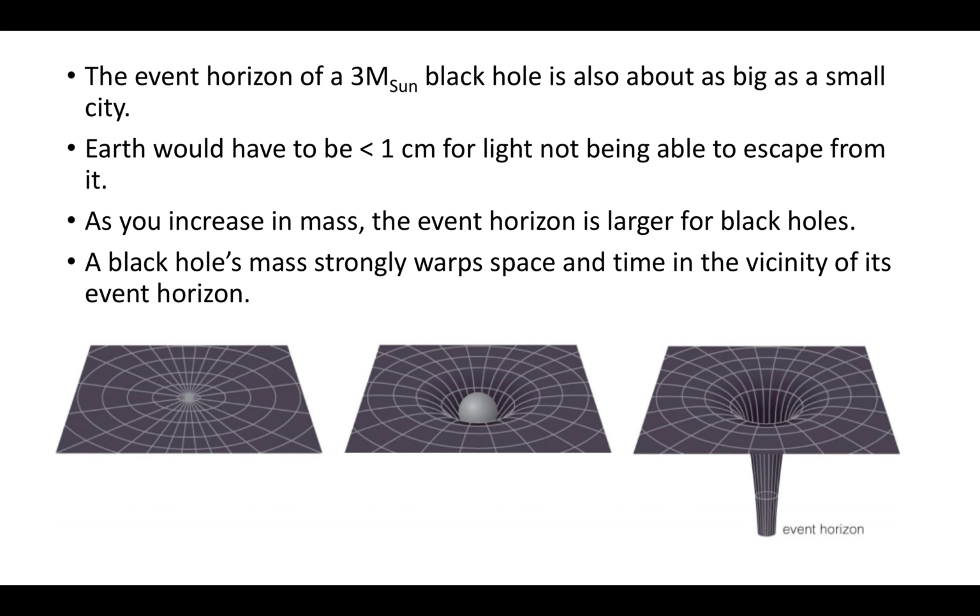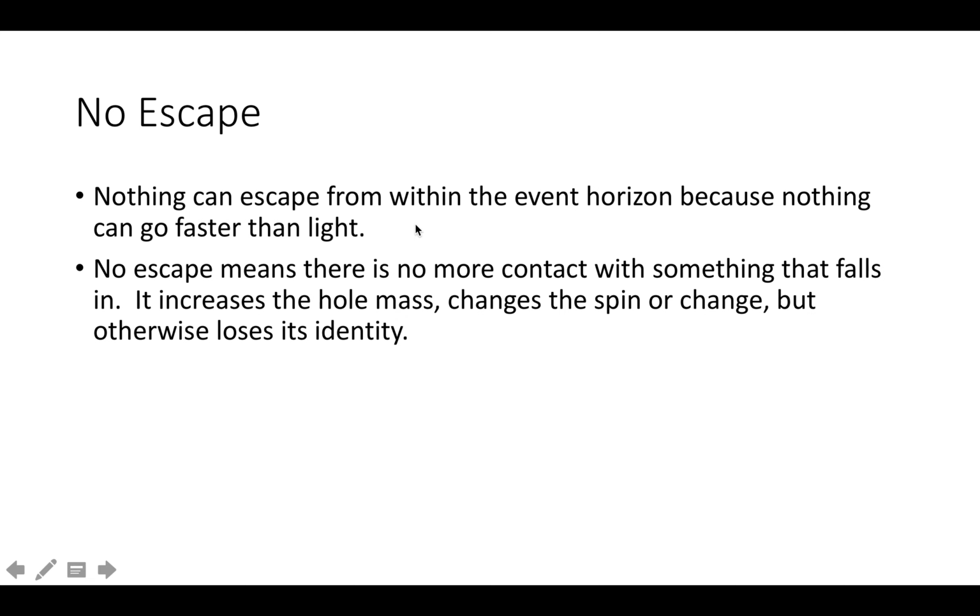Nothing can escape within the event horizon because nothing can go faster than the speed of light that we know of, although I've heard neutrinos can. No escape means there's no more contact with something that falls in. It increases the hole's mass, and it may change the spin or charge, but otherwise it basically loses its identity as it moves through that event horizon.